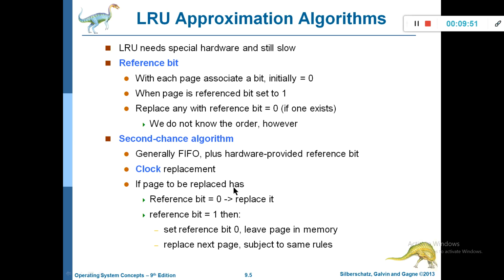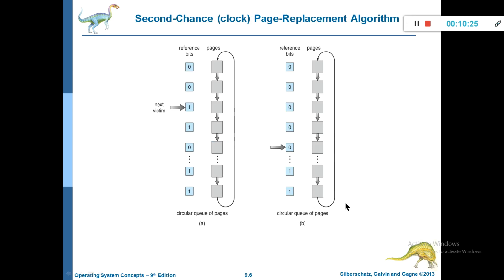If the page to be replaced has reference bit equal to 0, replace it. If the reference bit is equal to 1, then set the reference bit to 0, leave the page in memory, and replace the next page subject to the same rules. If the next page is the target page and its reference bit is equal to 1, then you set the reference bit to 0 and leave that page in memory and go for replacing the next page. So this is an example of how you are going to use the second chance.